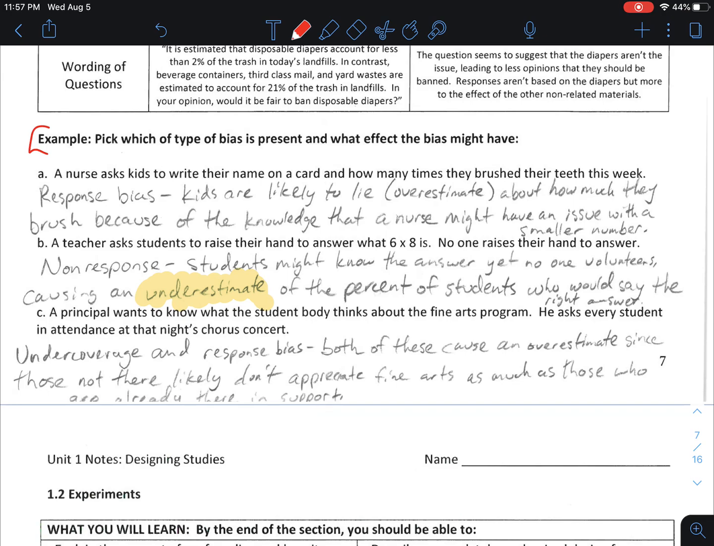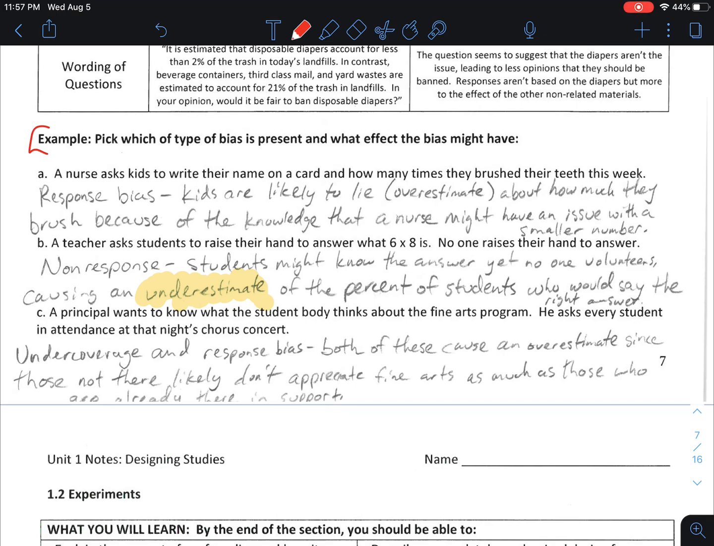Principal wants to know what the student body thinks about the fine arts program. He asks every student in attendance at that night's chorus concert. Undercoverage and response bias, and you kind of can go both ways here. You don't necessarily need to say both, but you could have said one or the other. And both would cause an overestimate, okay?